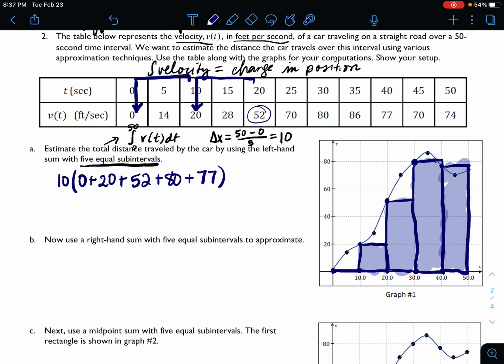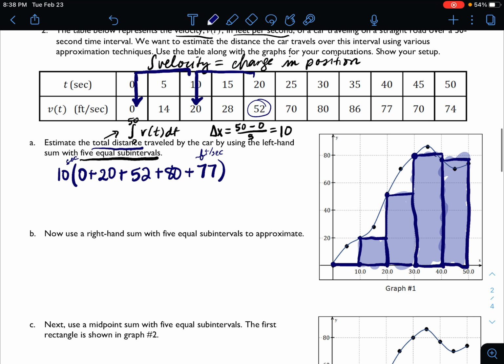You always do want to show this step where you have your work and your setup. On the AP test, you can actually leave your answer right there as long as you have units. This is total distance traveled. The 10 was our width, that was measured in seconds. And these values that we multiplied by our heights were in feet per second. So if you think about what the units would be there, seconds times feet per second, that would be in feet. Let's go ahead and simplify this though, because it's going to help us later on. This gives us 2,290 feet for our answer.